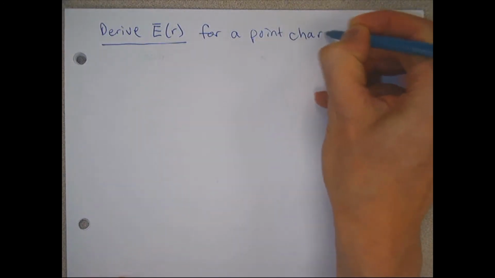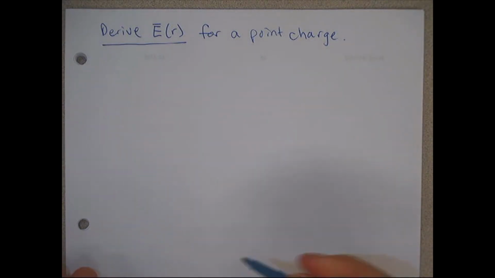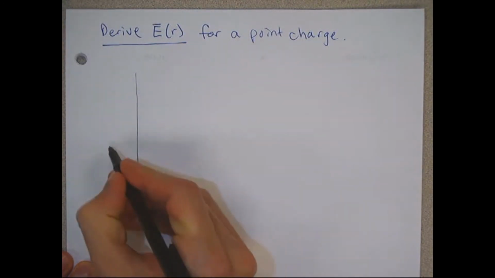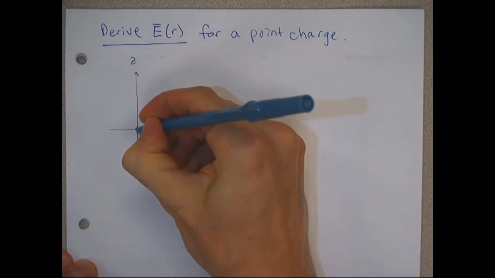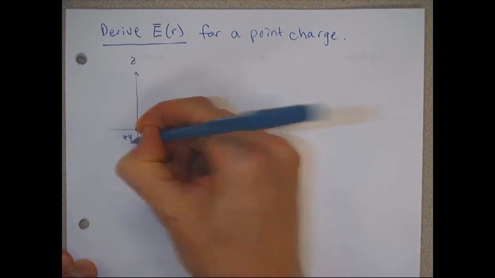The simplest case you can do is a point charge. We already know its electric field. We want to make sure we're using Gauss's law properly. X, Y, Z axes this way. We'll place a positive point charge here. Just call it plus Q.